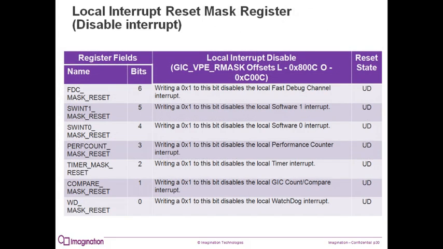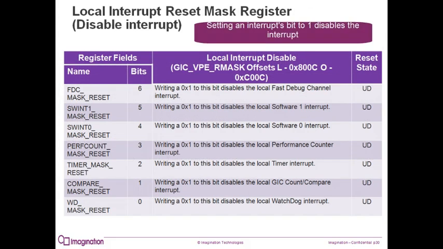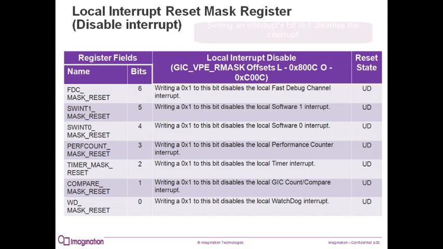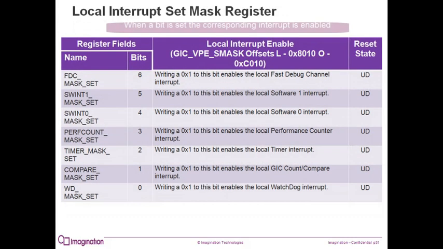The interrupt mask register is a write-only register. Setting an interrupt's bit to 1 will disable the interrupt, and the processor will not be interrupted if this interrupt is activated. But it will still show up in the interrupt pending register as a pending interrupt that you could poll for. The local interrupt set mask register is also a write-only register. When an interrupt bit is set, the interrupt will be enabled and will generate an interrupt when the interrupt is activated.